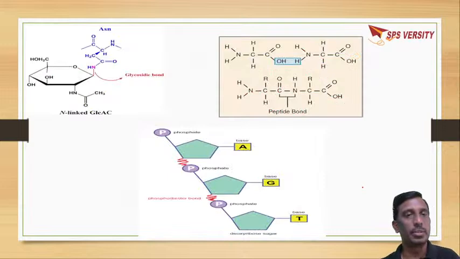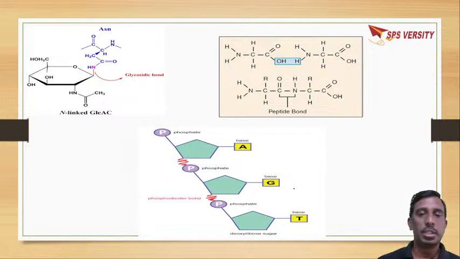So here you can look into this. You can see a glycosidic bond. Here these are amino acids. These are between sugars. Between sugars there is glycosidic bond, that is in polysaccharides. And when you come to proteins, between the proteins there is peptide bond. That is, in between the amino acids there is a peptide bond.